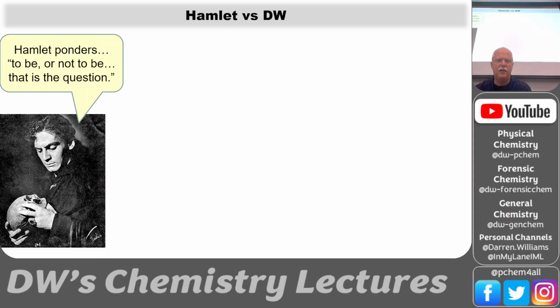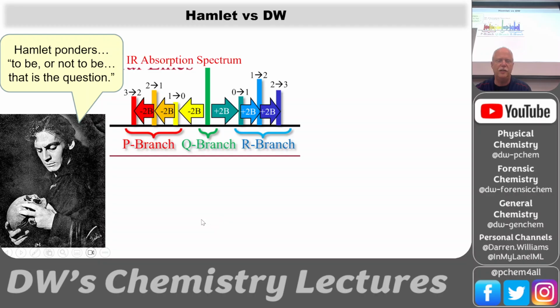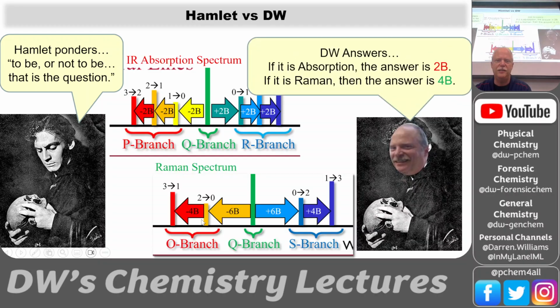So we have this Hamlet here. He ponders, to be or not to be, that is the question. Well, DW says if it's absorption, the answer is 2B. But if it's Raman, it's 4B. And what we're talking about is the spacing between the rotational lines.